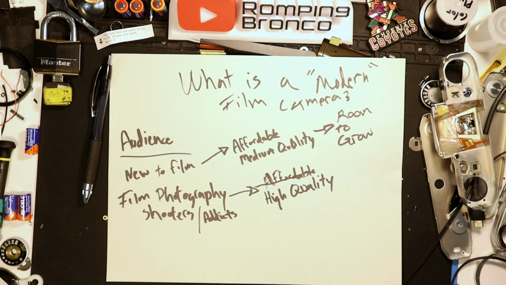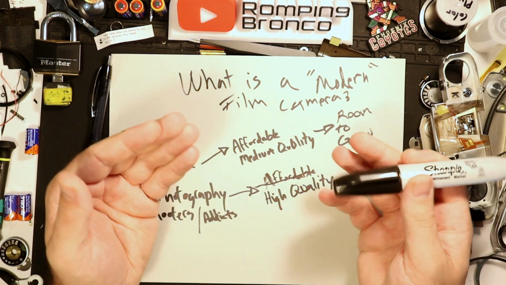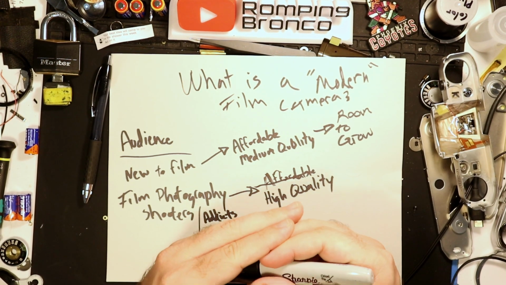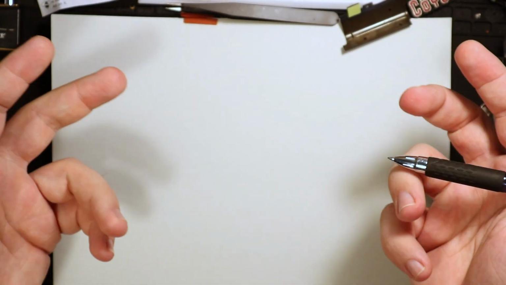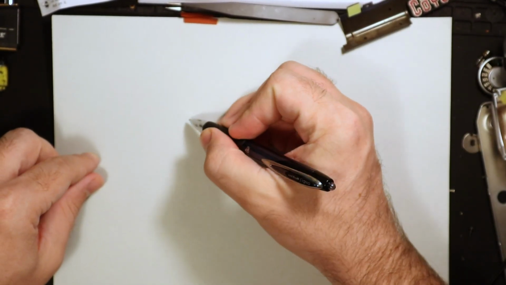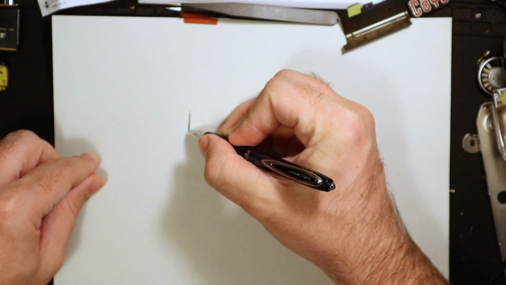But I think basically what I'm proposing for a modern film camera is an old film camera, okay? Hear me out. My thought for what a modern film camera should be is that it should be an SLR.